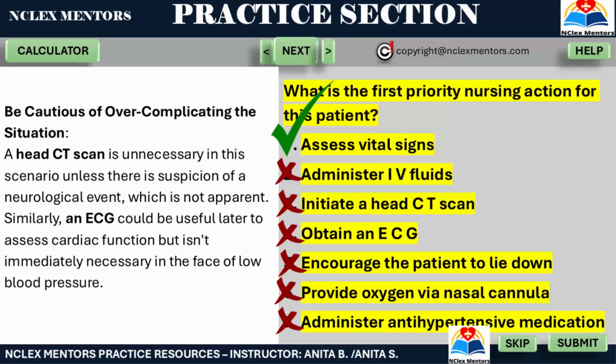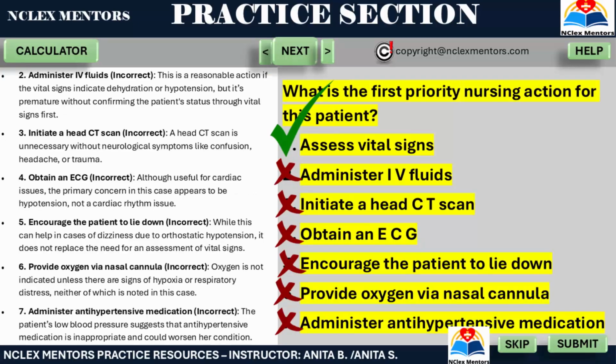Be cautious of overcomplicating the situation. A head CT scan is unnecessary in this scenario unless there is suspicion of a neurological event, which is not apparent. Similarly, an ECG could be useful later to assess cardiac function but isn't immediately necessary in the face of low blood pressure. Rationale for elimination.